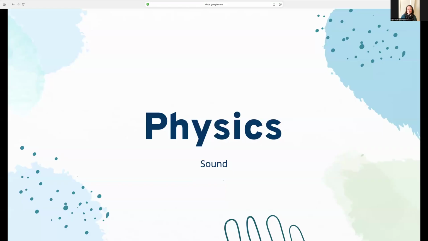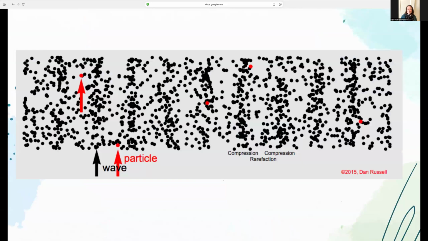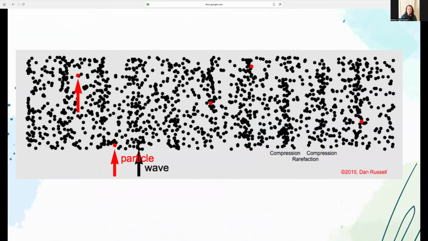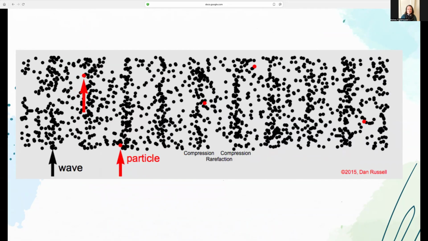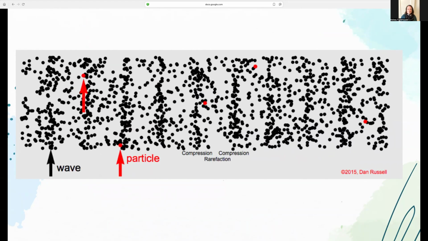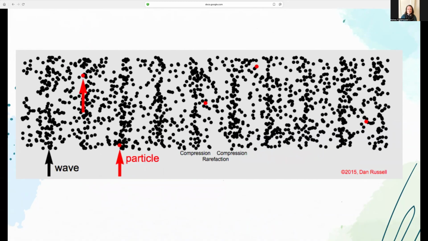Hello, we're going to talk a bit more about sound. We already looked at this figure, but as a reminder, sound is a pressure wave that moves through any material, but this example is air particles with areas of compression and rarefaction. Rarefaction is just the opposite of compression, where there's a bit more space.